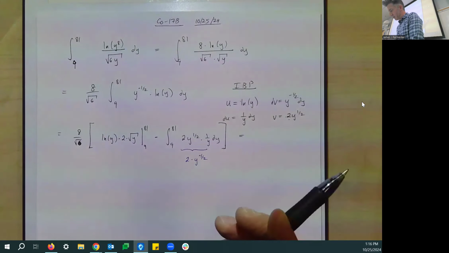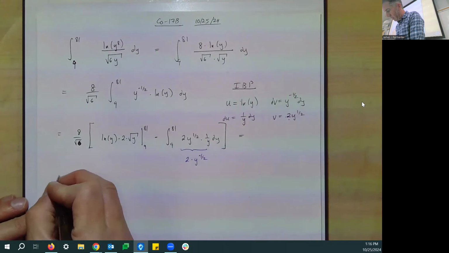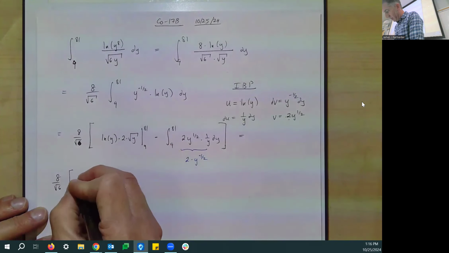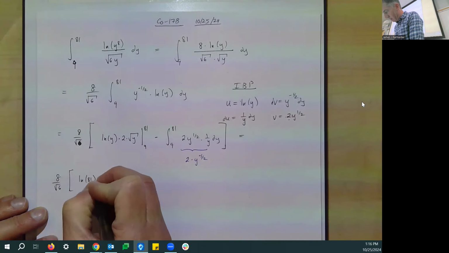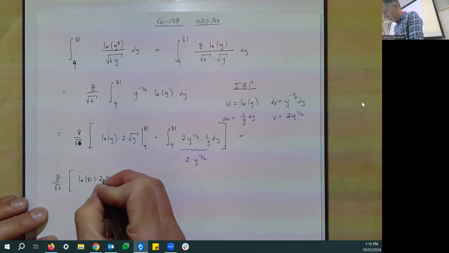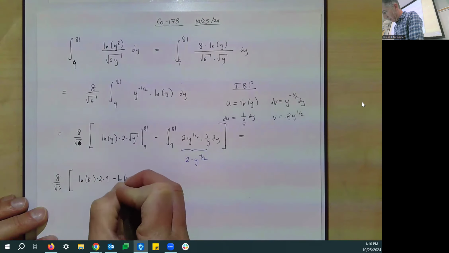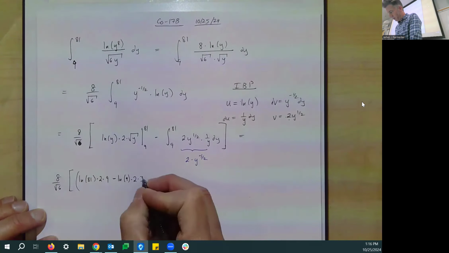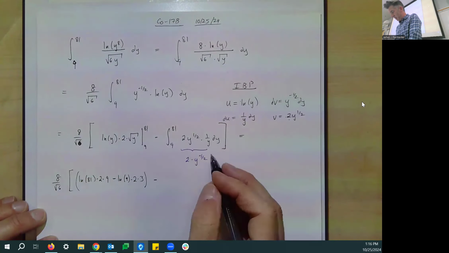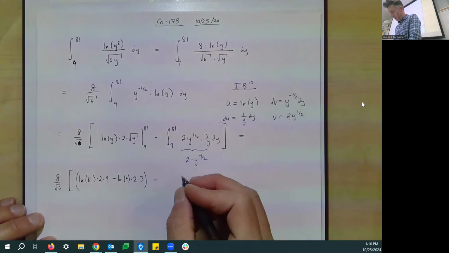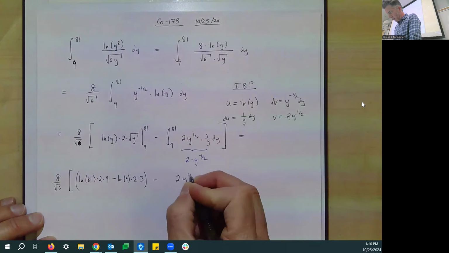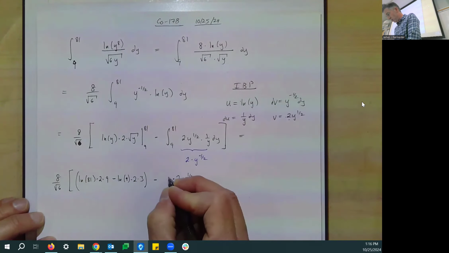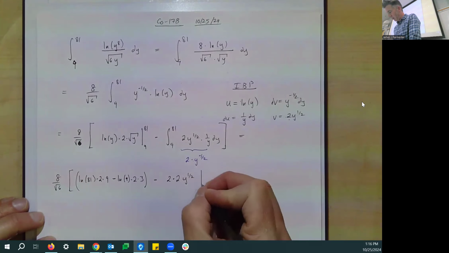So we're going to get, and I guess we might as well start doing work over here, 8 over root 6 times, I'm going to plug in the 81 and the 9 here. So I got natural log of 81 times 2 times the square root of 81 minus the natural log of 9 times 2 times the square root of 9. Great. Minus, I'm going to integrate this. So the integral of 2y to the negative 1/2 is 2y to the positive 1/2 divided by 1/2, which is like multiplying by another 2. Multiply by another 2. Evaluated from 9 to 81.